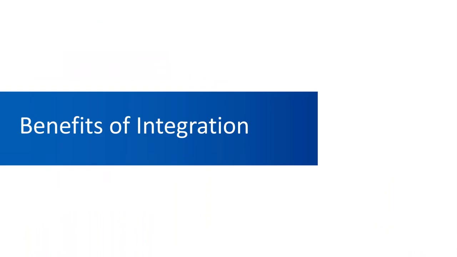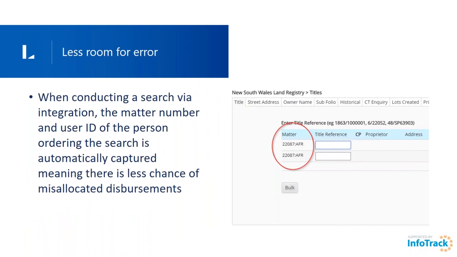So what are some of the benefits of integrating your Infotrack searching within LawMaster? So first of all, less room for error. Conventionally, when you are conducting a search, when it isn't integrated, you're logging into Infotrack, you're punching in your matter reference, you're punching in your details for your search, and you're ordering the search. Then, of course, someone else on your account side is entering in all the disbursements into LawMaster, and you have the potential to miss something, particularly if someone has accidentally miskeyed a matter reference, miskeyed a title reference, as it may be, and so forth.